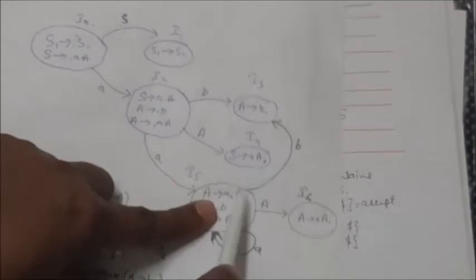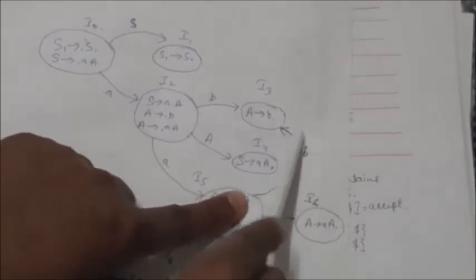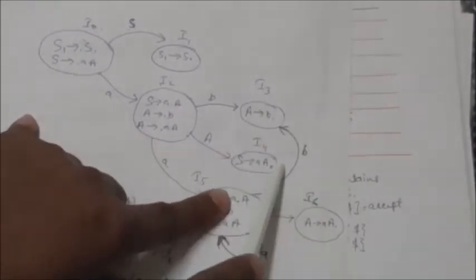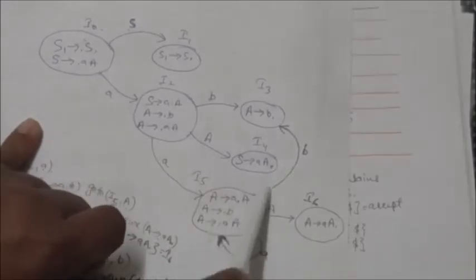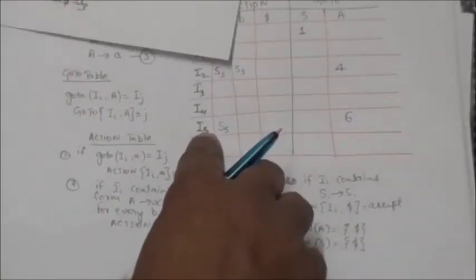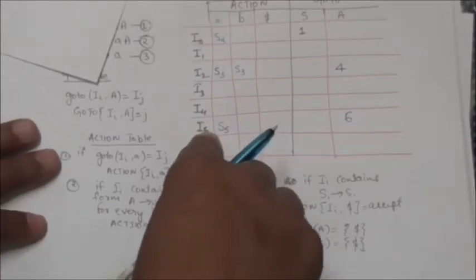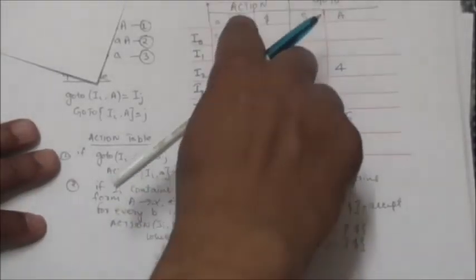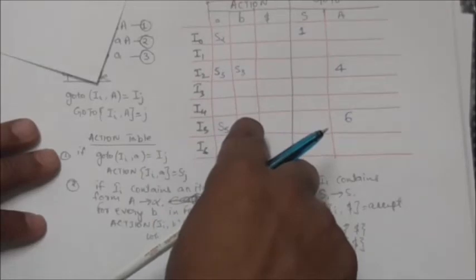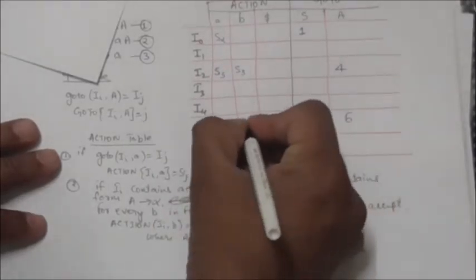Now from state I5, there is a transition to state I3 for terminal symbol B, right? You can see here. So in the row labeled by I5 in action table and column labeled by terminal symbol B, here I will write S3, right?